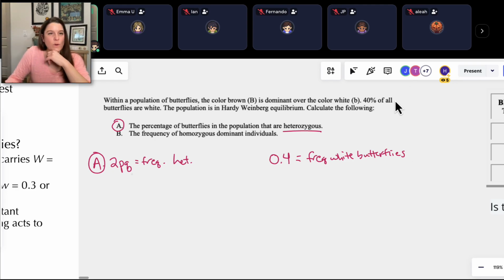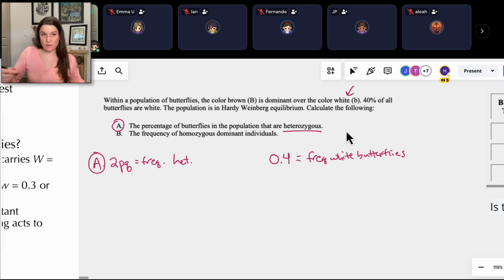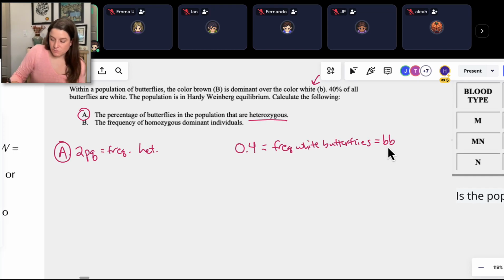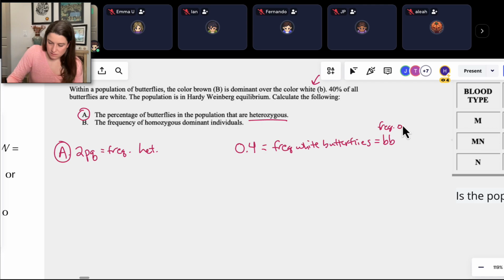Okay, so what is a white butterfly? What do we know about a white butterfly? How do you get to be a white butterfly? Homozygous recessive, because it tells us the brown is completely dominant. So that means the only way to look like a white butterfly is to have 2 little b's, right? And if we have 2 little b's, what term are we finding here? It's a frequency. So really we're seeing the frequency of little b.